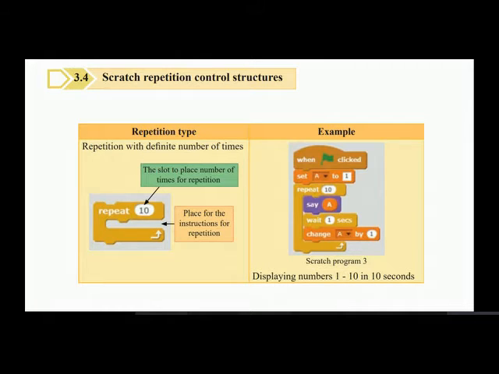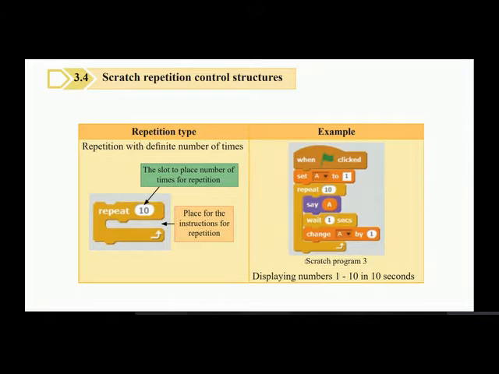Likewise, in the repetition type, we have these three blocks that we can use. The first one is repetition with a definite number of times. If you have repetition with a definite number of times, you can use this block. Here you can put the number of times that this program should be repeated. Here it is shown as 10, so this program will be repeated 10 times.